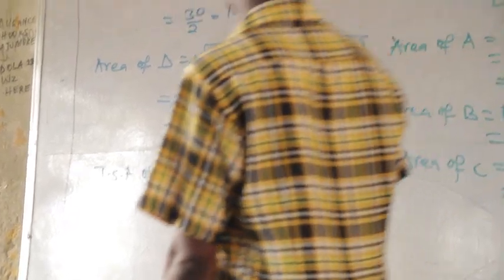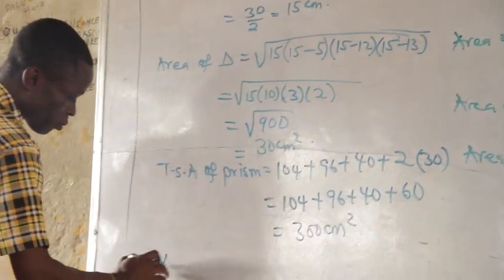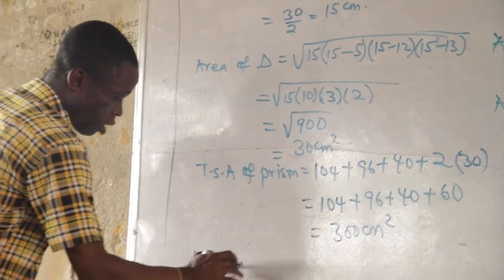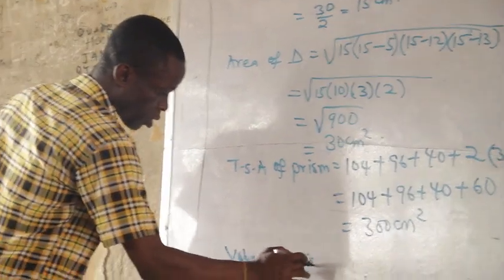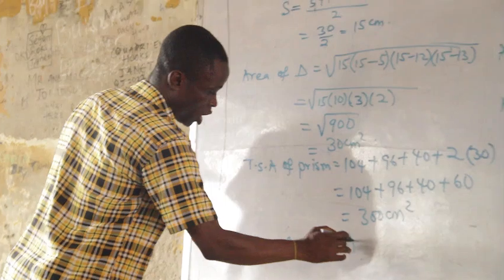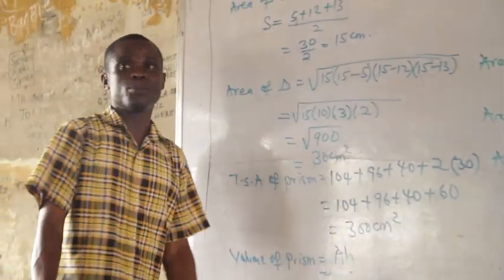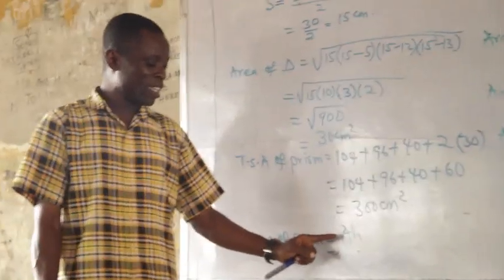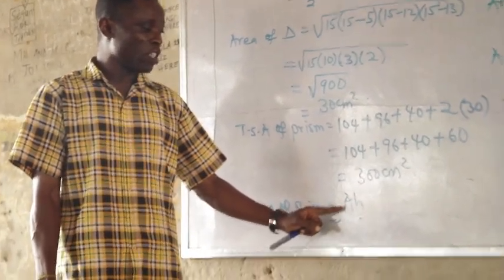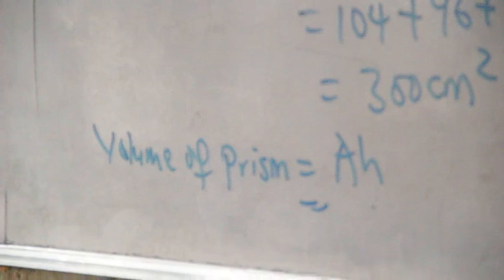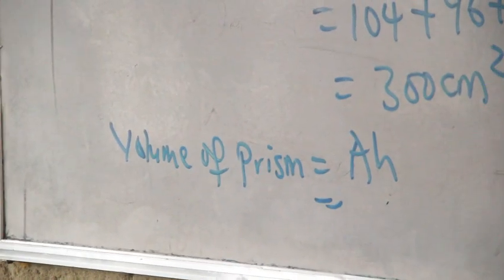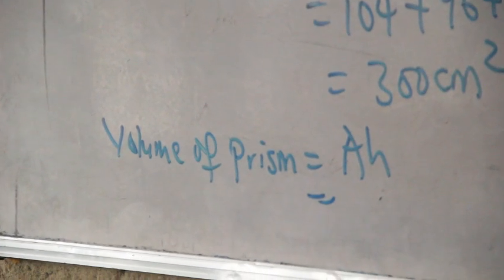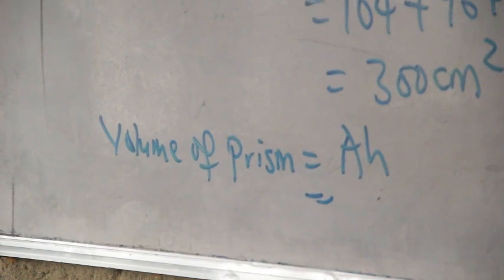Volume of prism is AH. Volume of prism is equal to AH, where A is what? Base area. And can someone tell me the size of this A? For what I have, is it 30 or 60? Your own is 30. Anybody?